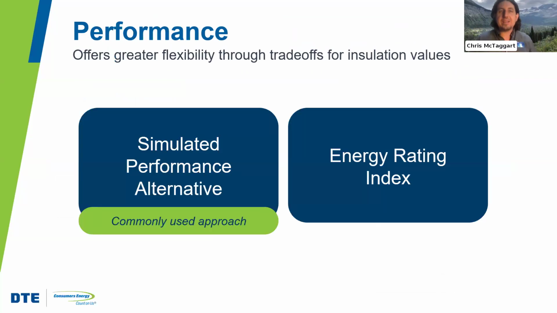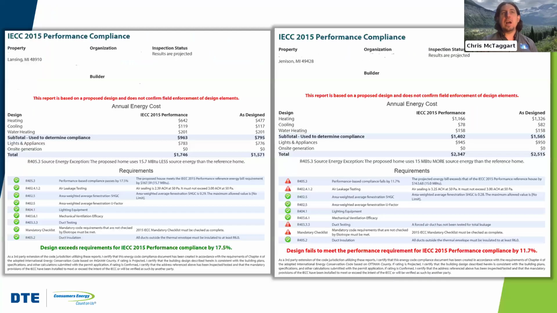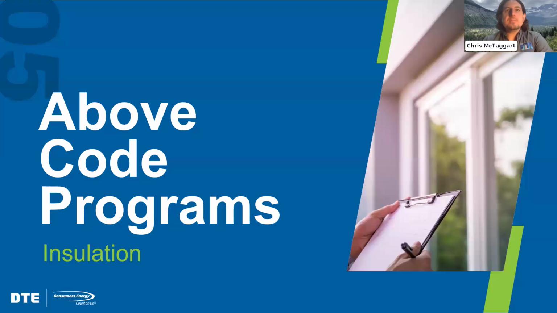Now, here in Michigan, a lot of builders are using HERS raters in order to go for the simulated performance alternative. And the reason why is because these are the same two homes. On the left, we see that the home meets the performance requirements by 17.5%. But on the other side, we see a home that is not meeting performance, basically. So you're seeing both as an option, more or less. One that meets and the other one that doesn't meet.